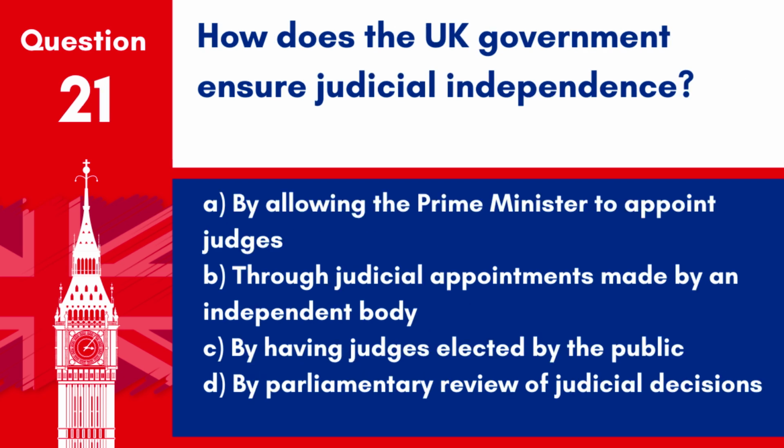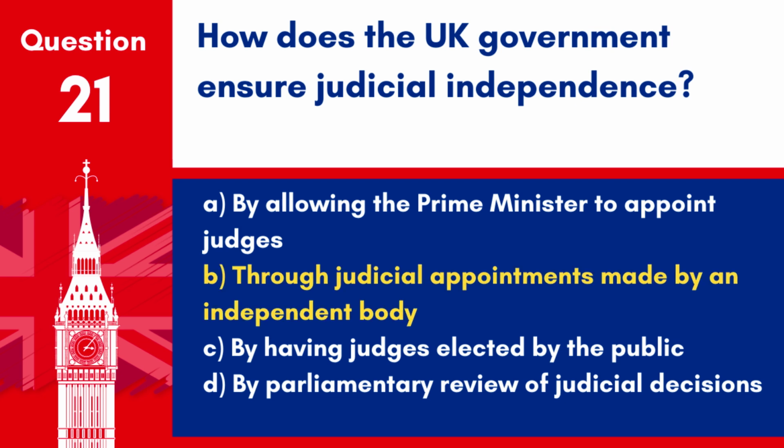Question 21. How does the UK government ensure judicial independence? A. By allowing the Prime Minister to appoint judges. B. Through judicial appointments made by an independent body. C. By having judges elected by the public. D. By parliamentary review of judicial decisions.